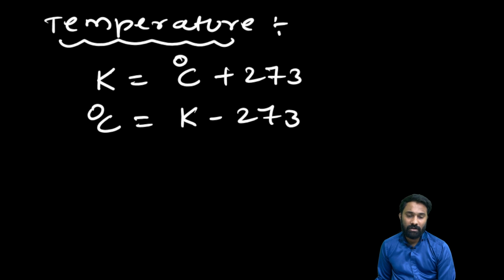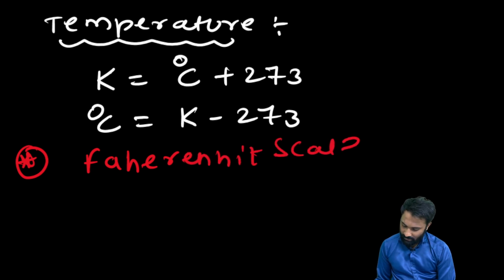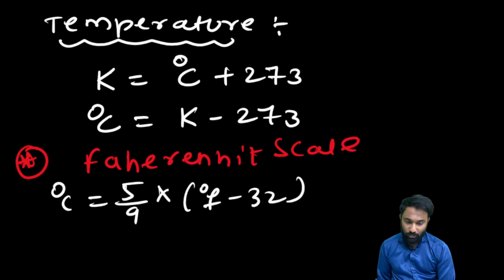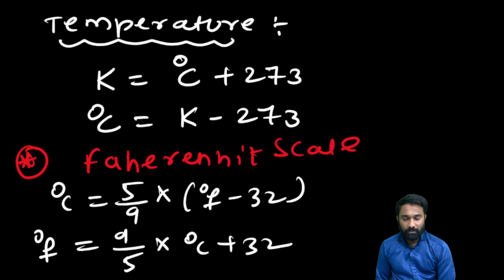This is a unit conversion of the temperature. And another type of conversion of the temperature is the Fahrenheit scale. The conversion of the Fahrenheit scale into degree Celsius will be equal to 5 by 9 into (Fahrenheit minus 32). Clear? If you want to convert into degree Fahrenheit, then it will be equal to 9 by 5 into degree Celsius plus 32. Clear? This is the conversion of the temperature.